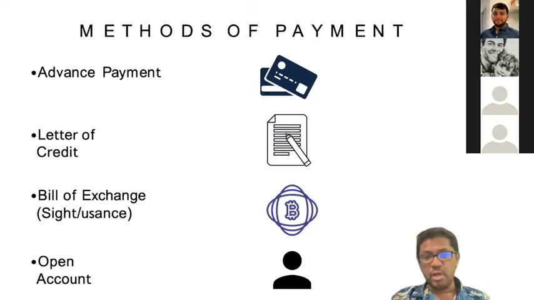Another example is when a parent company is doing export or import with its own subsidiary or its own branch in a foreign country. Then they don't need a letter of credit or advance payments, because it's a subsidiary or a branch of the same company in a foreign country. So in that case, there is no need for advance payment and no need for a letter of credit.